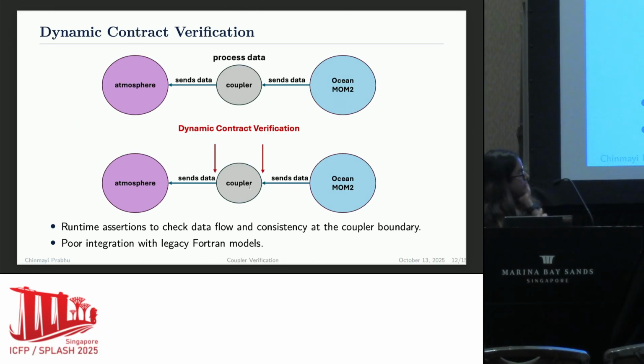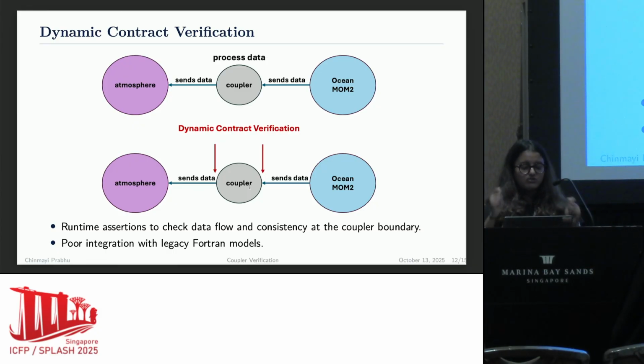Now, what we propose is a dynamic contract verification at the coupler boundary, where the interaction actually happens. So we insert our contracts or runtime assertions that we saw so far at the coupler boundary to check for the data consistency and data flow between the models. So these are the generic tasks that you identified at the couplers. Now they are captured in the form of module contracts. And these contracts are available at the coupler boundary, where the models actually send the data.